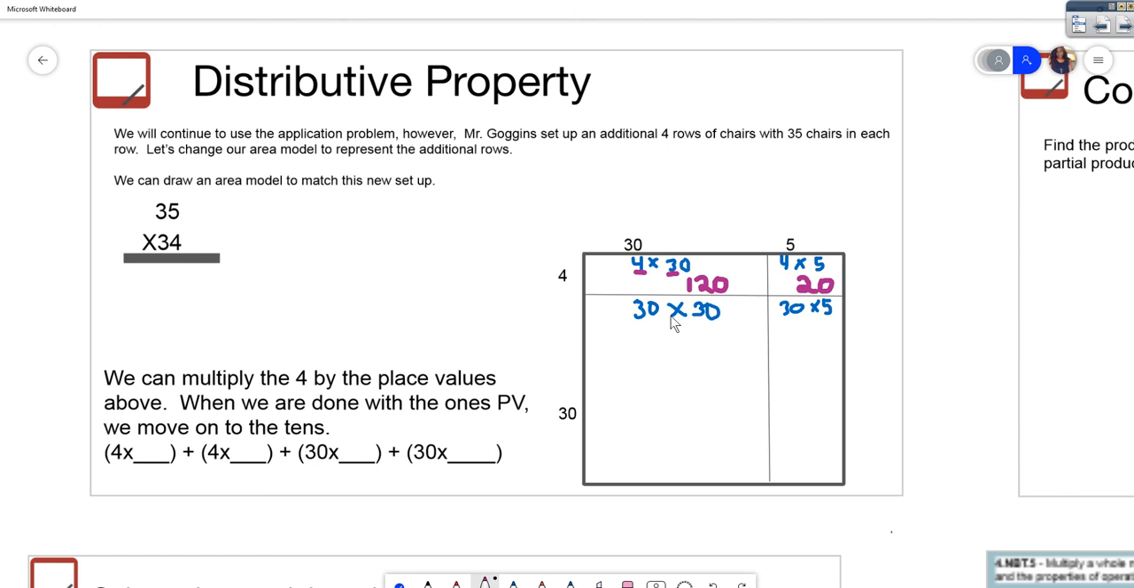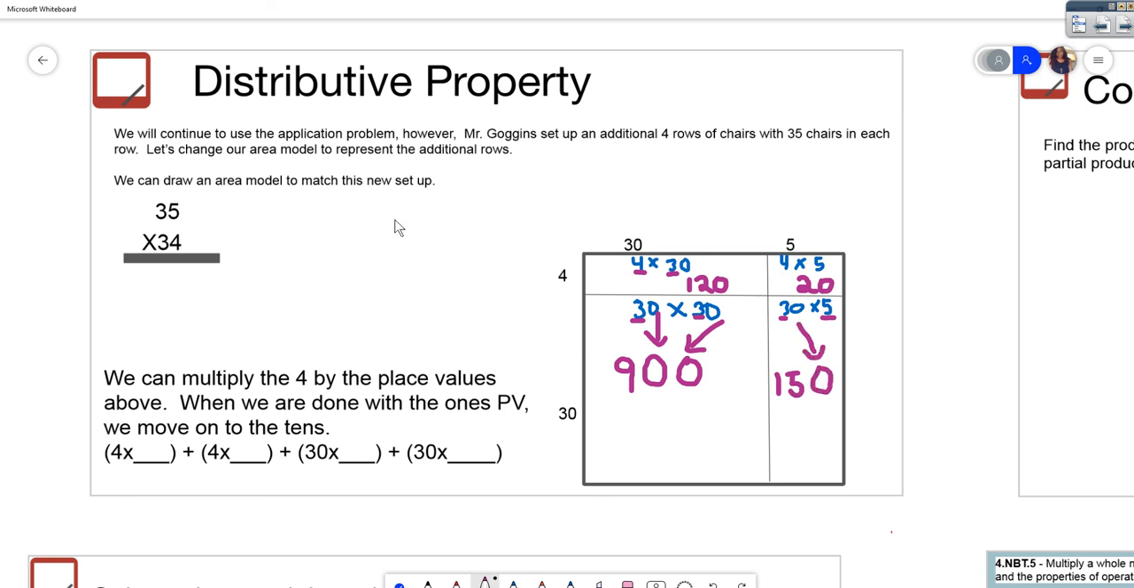Let's look at this big box. 3 tens times 3 tens, or 30 times 30. 3 times 3, 3, 6, 9. And now we're going to remember this by making sure we added the 0 in this 30 and the 0 in this other 30. Next, we're going to multiply 30 times 5. 5 times 3 is 15. And because 30 has 1 0, we're going to add that 0 here.